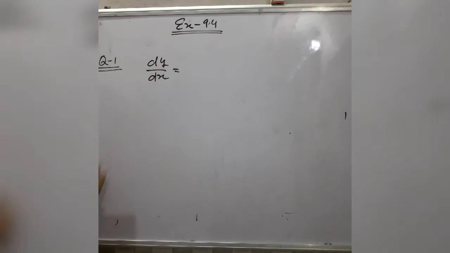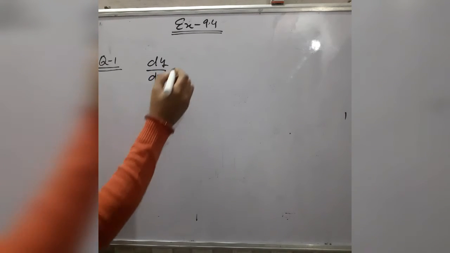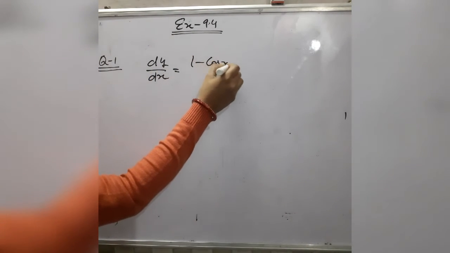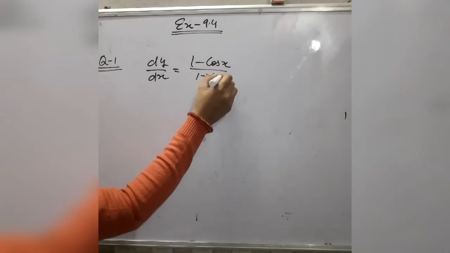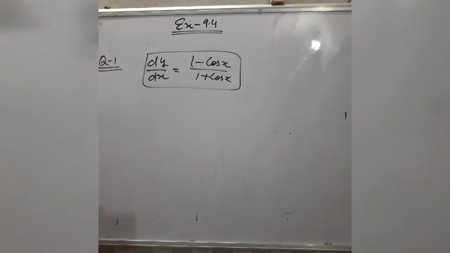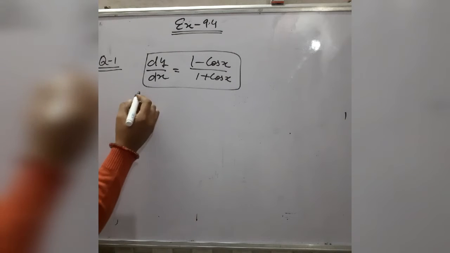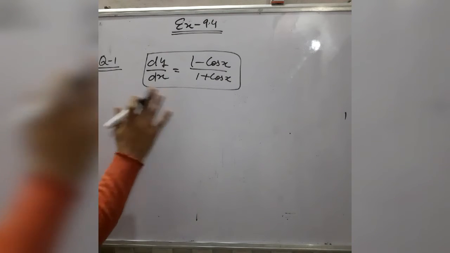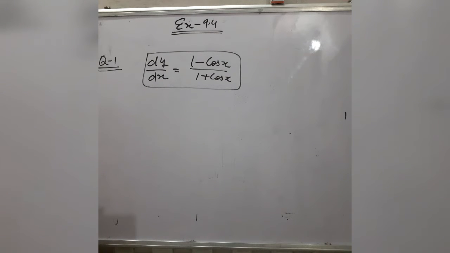dy by dx is equal to (1 minus cos x) divided by (1 plus cos x). In this differential equation we will find the general solution. For finding the general solution, we will use the variable separable method here. This method is known as the variable separable method.